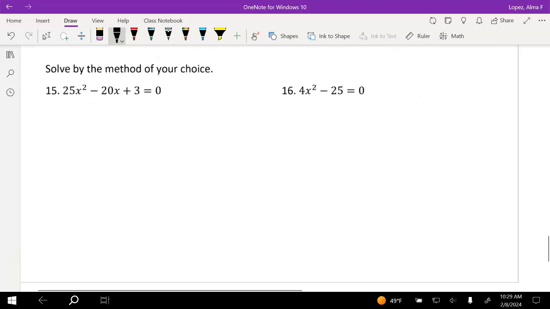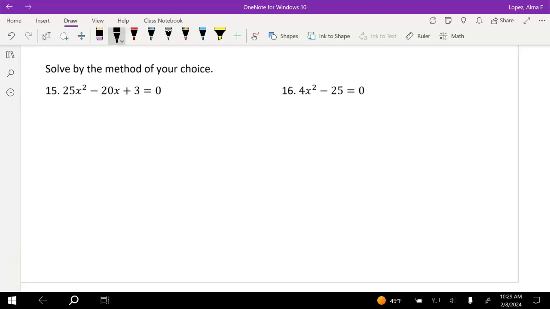Let's look at number 15. Now, you can solve these by any method you like. Quadratic formula. The first one actually factors, so you can factor it. I think I'm going to go ahead and use the factoring method on that first one because I feel like that's what most of us would go to.